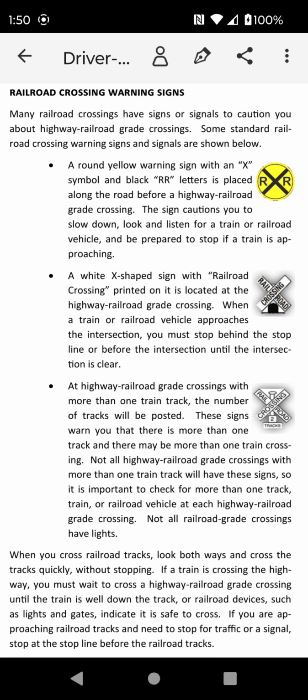The number of tracks will be posted below. As you can see under the railroad crossing symbol, it has number 2 and then tracks. These signs warn you that there is more than one train track and that there may be more than one train crossing. Not all highway railroad grade crossings with more than one train track will have these signs, so it is important to check for more than one train or railroad vehicle at each highway railroad grade crossing.